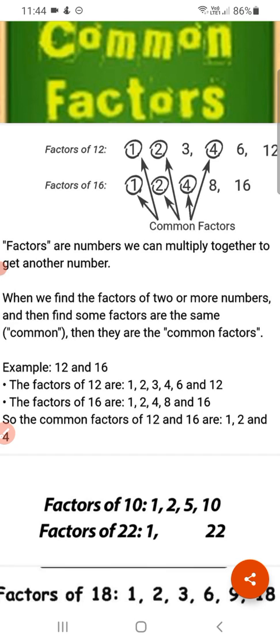Today, let us revise the topic common factors. Factors are numbers we can multiply together to get another number. When we find the factors of two or more numbers and then find some factors are the same or common, then they are the common factors. As you already learned about factors, factors are numbers we can multiply to get another number.